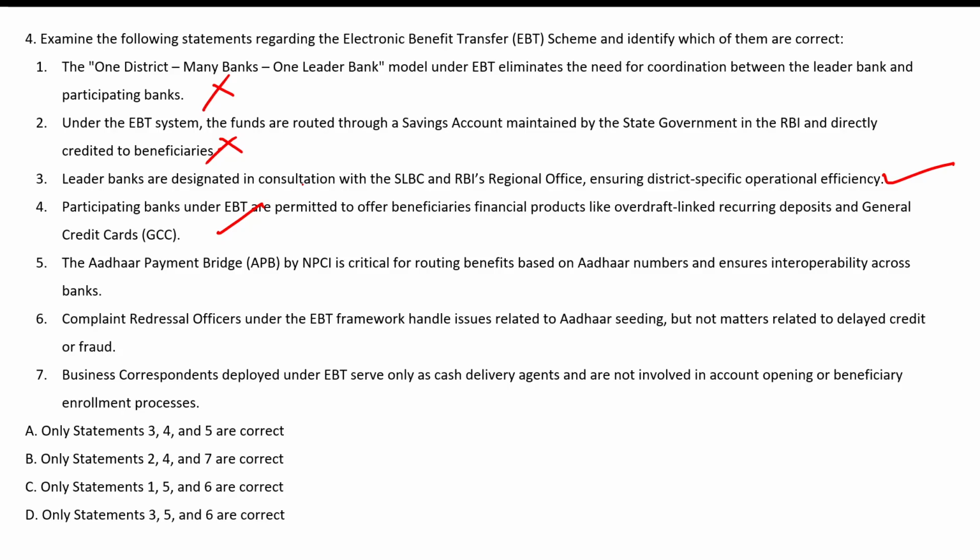The Aadhaar payment bridge of NPCI is critical for routing benefits based on Aadhaar number and ensures interoperability across banks. So this statement is also correct.